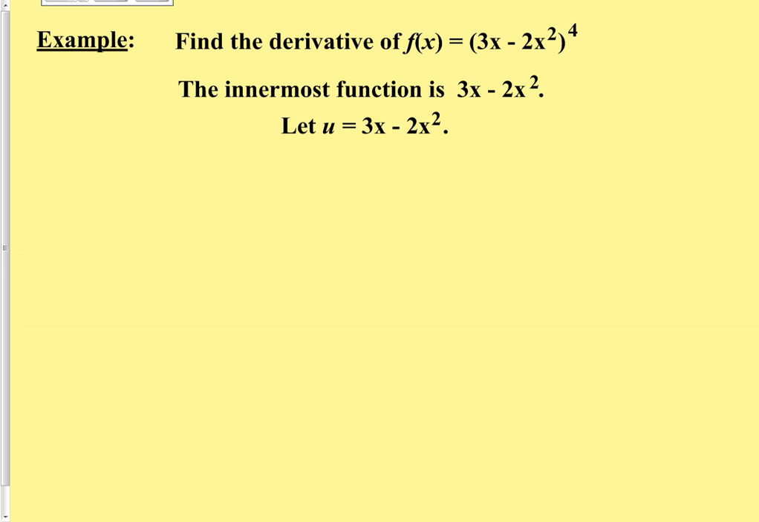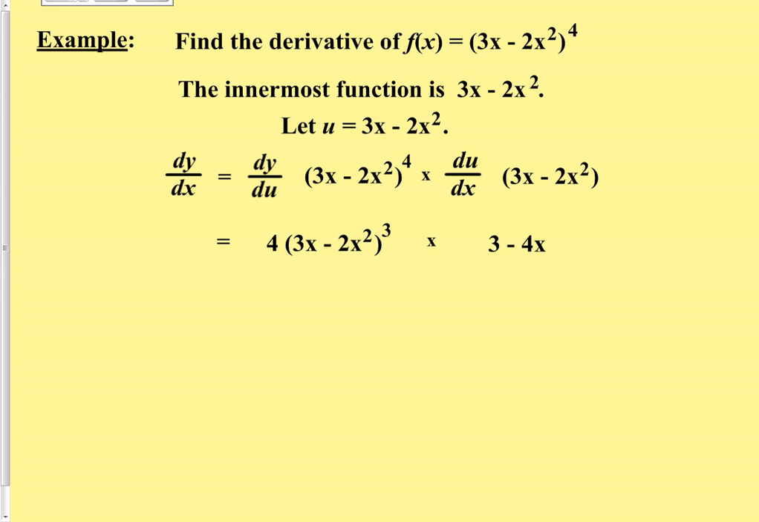Okay, so let's take a look. The derivative of y with respect to x. We need to apply the power rule to the function u. So we're going to take the derivative of y with respect to u of the quantity 3x minus 2x squared to the 4th power, and multiply that times the derivative of this function u with respect to the variable x. On dy du, no big deal. The 4 comes down, becomes a coefficient, and the 4 drops down to a power of 3. The derivative of u with respect to x is going to be 3 minus 4x, no big deal.